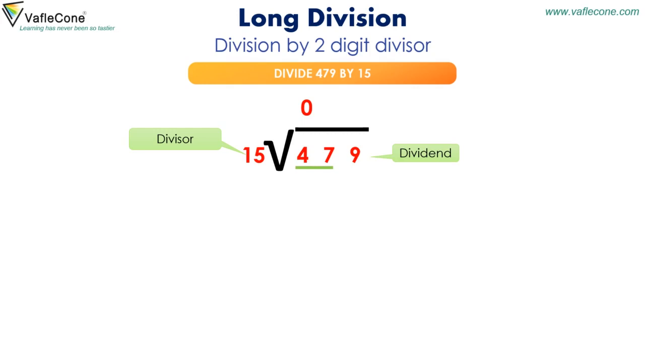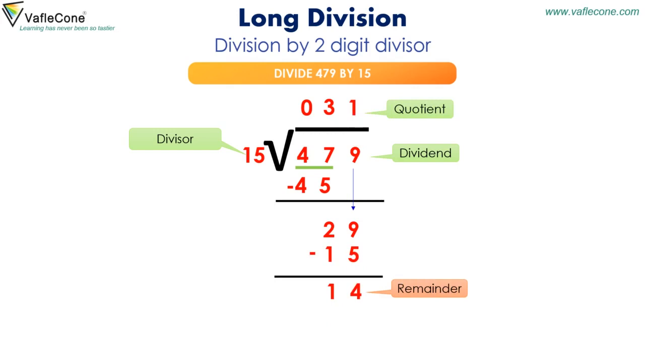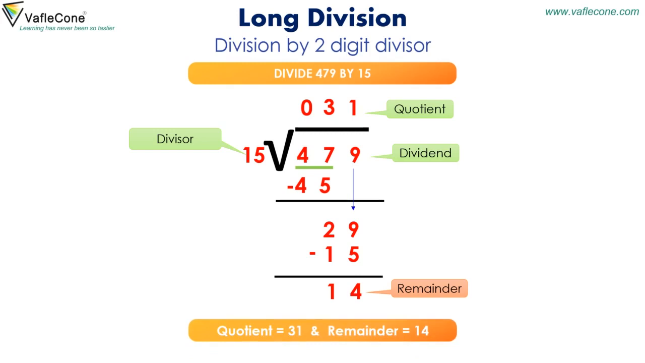Now dividing 47 by 15, 15 into 3 is equal to 45. So 3 is the quotient and 2 is the remainder. Further bringing down 9 and divide 29 by 15. So 1 is the quotient and 14 is remainder. When we divide 479 by 15, quotient is 31 and remainder is 14.